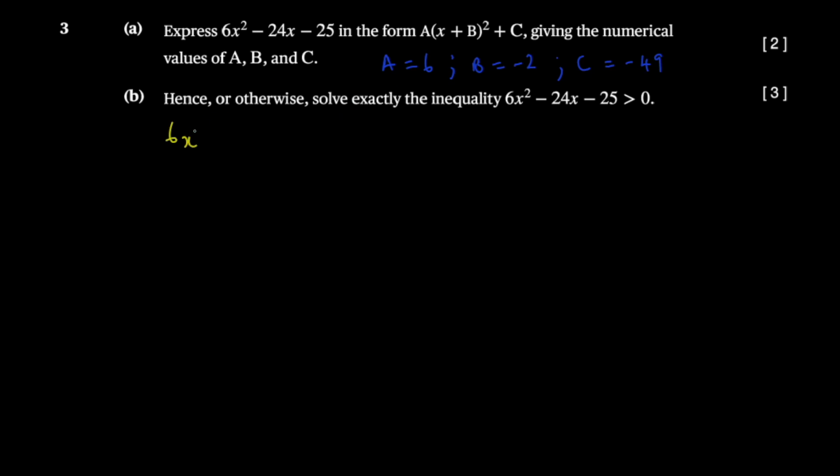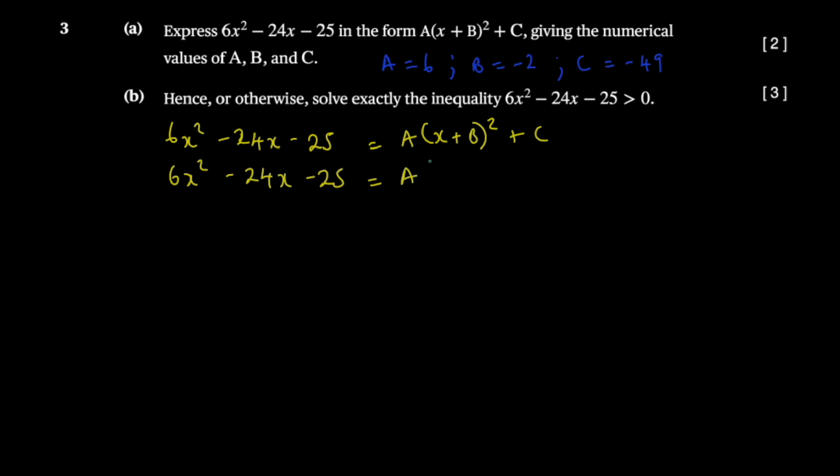So you can have 6x squared minus 24x minus 25 here. It's equal to a(x + b) squared plus c, like this. So you can have 6x squared minus 24x minus 25 here. Then you can say a, then you expand this one. If you expand this one, you get x squared.